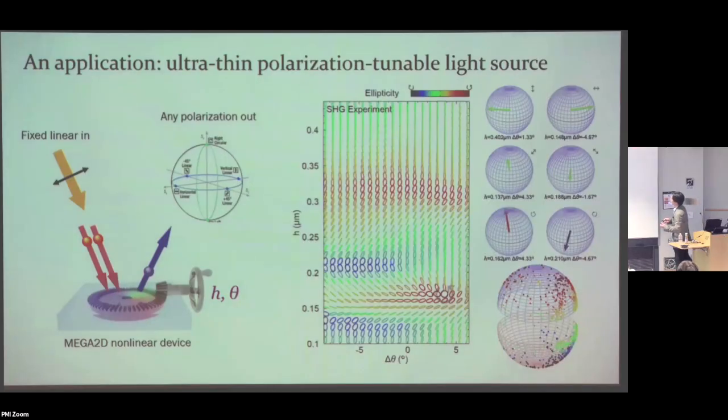So we actually demonstrated this in this setup where we can tune this theta and h in this accessible range, and we can reach all of the important polarizations like vertical, horizontal, 45 degrees, or circular polarized light, and almost any point on the Bloch sphere, or basically any elliptical polarized light using this device.